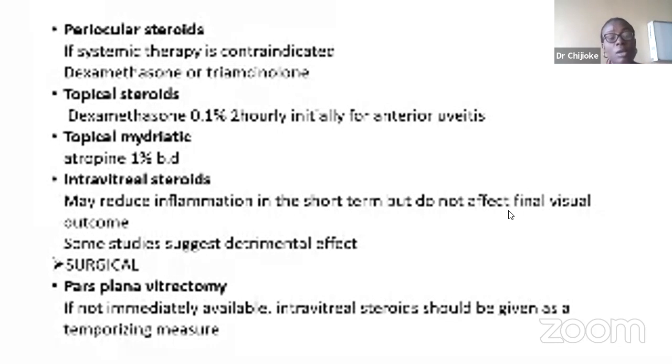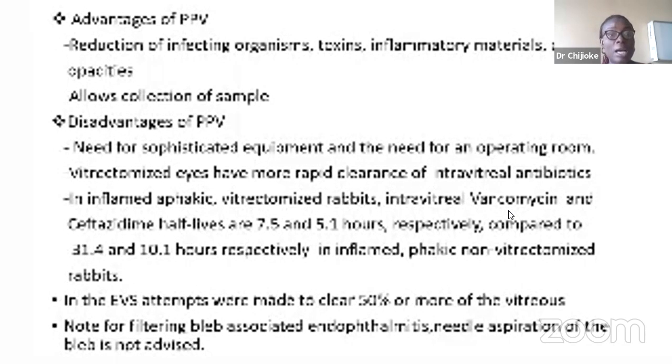Surgical management of post-operative endophthalmitis includes pars plana vitrectomy, and if not immediately available, intravitreal steroids should be given as a temporizing measure. Advantages of pars plana vitrectomy include reduction of infecting organisms, toxins, inflammatory materials, and opacities, and it also allows for collection of sample. Disadvantages include the need for sophisticated instruments and operating room.